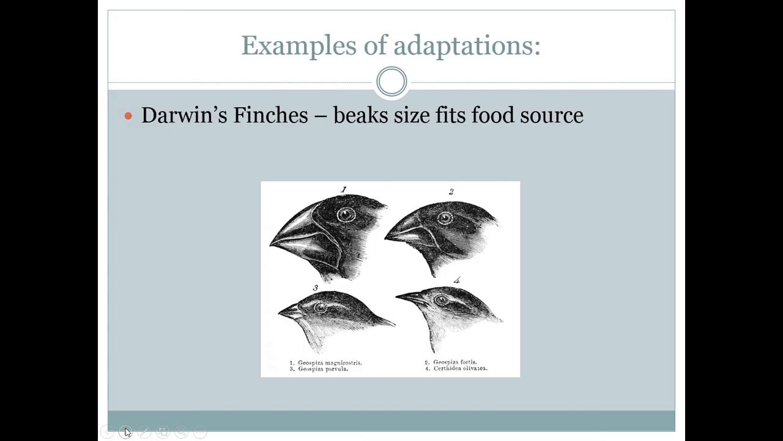Famous example, when we talk about our evolution unit, will be Darwin's finches, how the finch beaks are basically customized to fit a specific food source, whether it be a hard-shelled nut, whether it be insects, really anything that is available on the Galapagos Islands, specifically looking at one type of food.